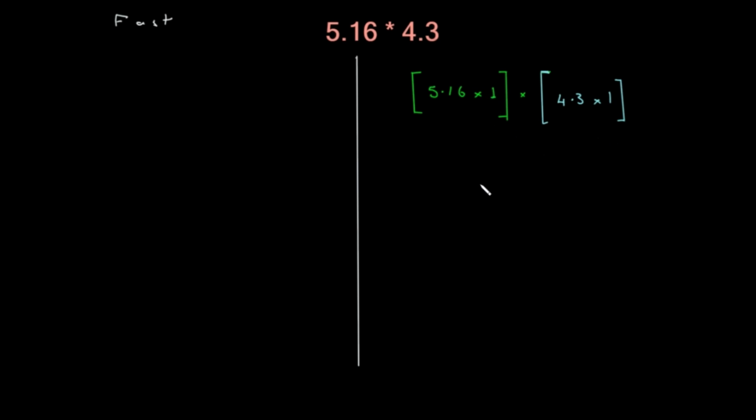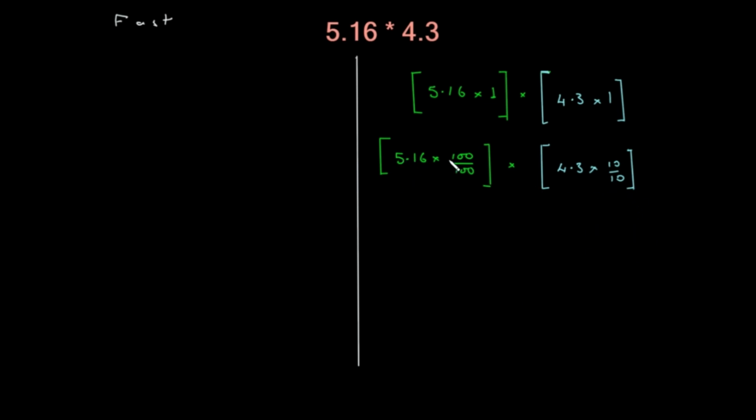Now instead of 1, suppose I were to write that as 5.16 times 100 over 100, which is exactly the same as multiplying it by 1, so I'm not really changing anything. And we have this one here, 4.3, and I multiply that by 10 over 10. Again, that is the same as multiplying by 1. These will make it look different.